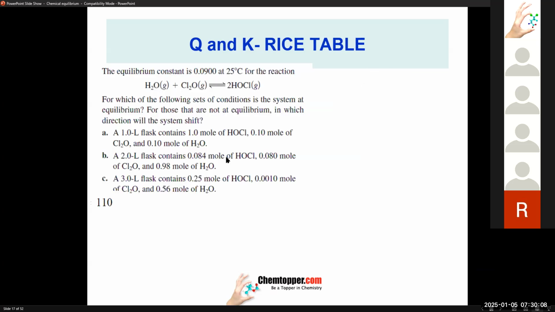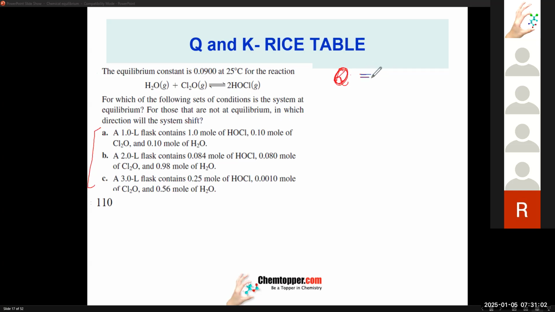Now, how are you going to handle these questions? Okay, ready for this question, children? It is based on Q and K. The equilibrium constant K is given. This is the reaction. Read the question. First, give me the K expression, or rather the Q expression, because I will be calculating Q for all of them. For A, B, C, I will be calculating Q. What is the Q expression, children?